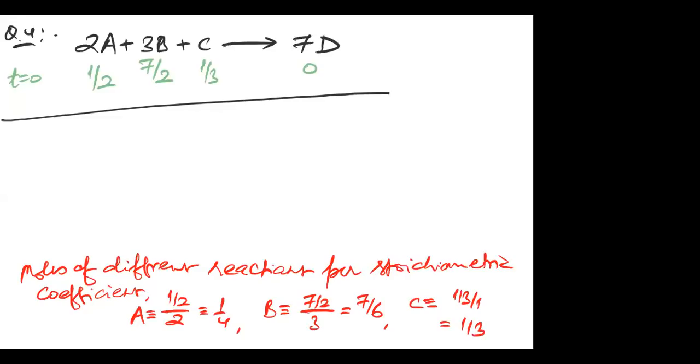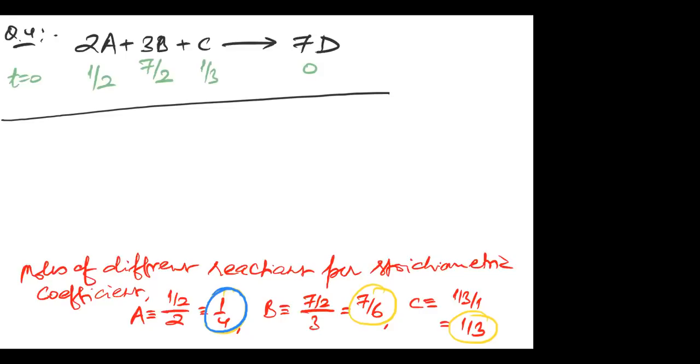Now, out of 1 by 4, 7 by 6, and 1 by 3, I hope 1 by 4 is the least. And again, as per the definition of limiting reagent, whichever has the minimum number of moles per stoichiometric coefficient is going to be the limiting reagent. So can you suggest, out of A, B, and C, which one is the limiting reagent here? It is A, which has minimum moles per stoichiometric coefficient.